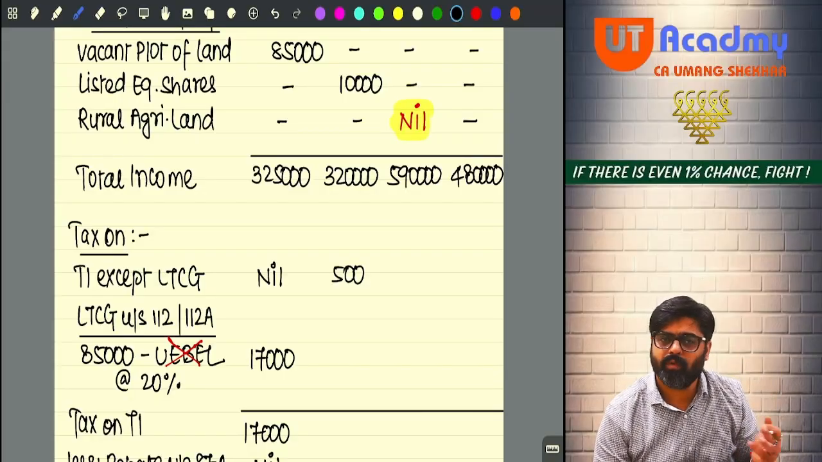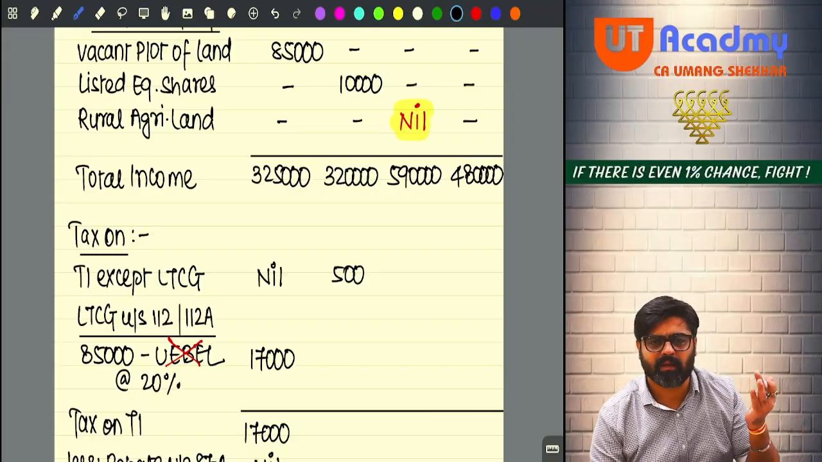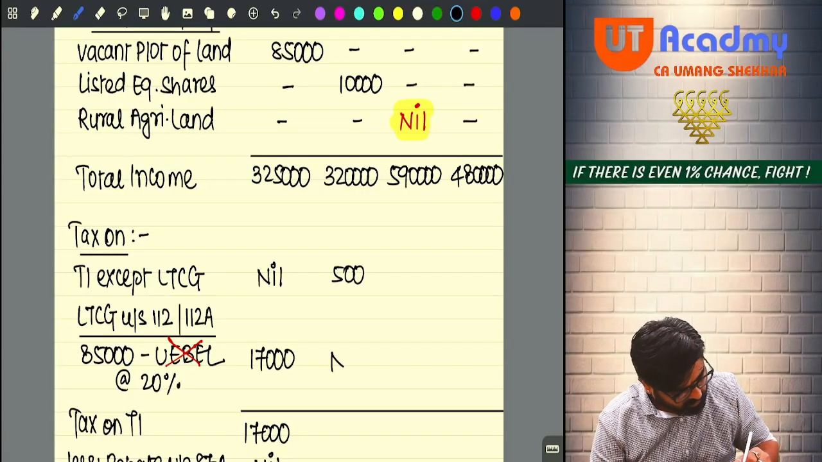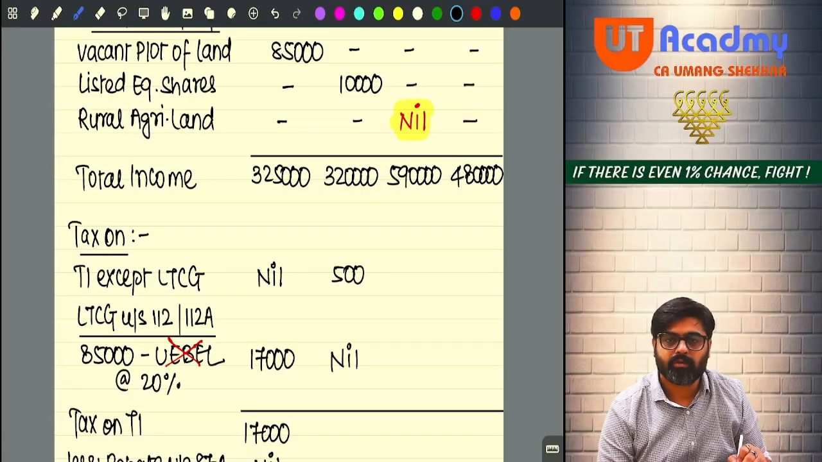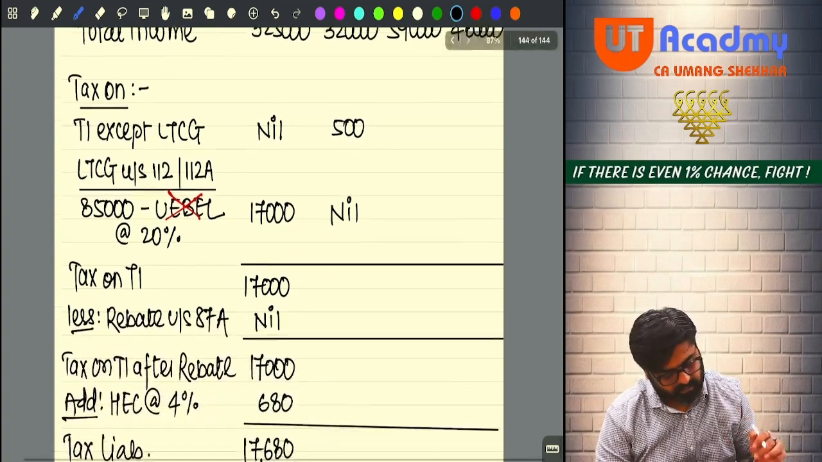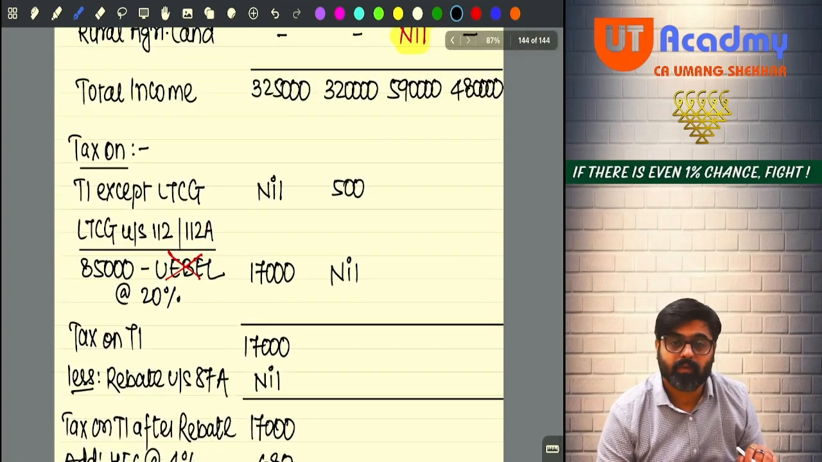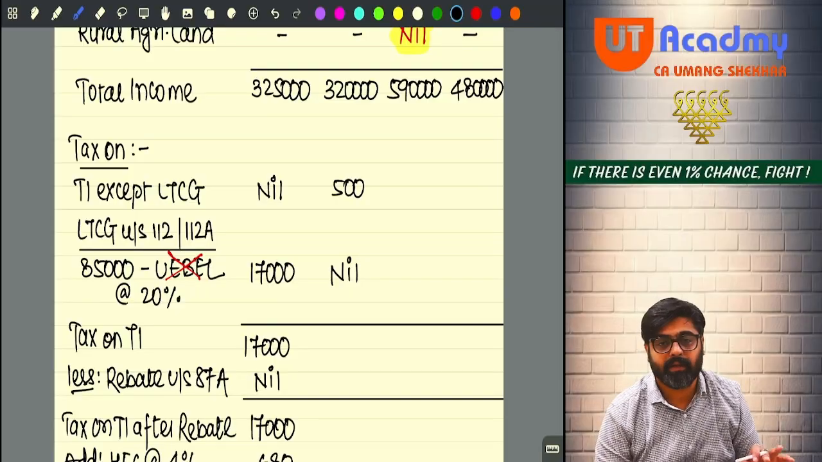Now are you going to pay any tax on your LTCG under 112A? No, because that is within the limit of 1 lakh. So no tax is required to be paid here. So LTCG was within the limit of 1 lakh. Hence you are not paying any tax. Okay, now?